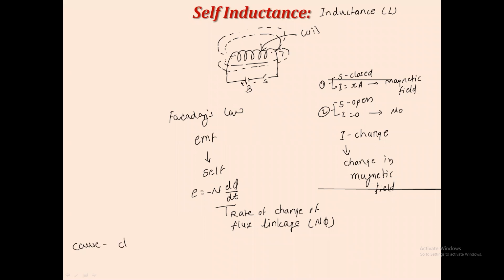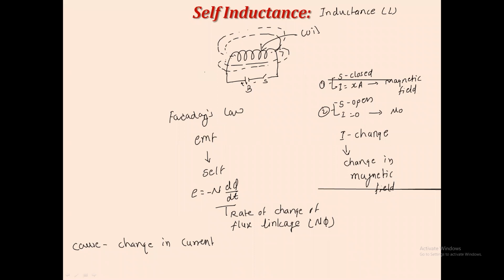The cause is change in a current. This is the cause here. So the property of a coil is to always oppose the change in current through it. This property of a coil is known as self-inductance.